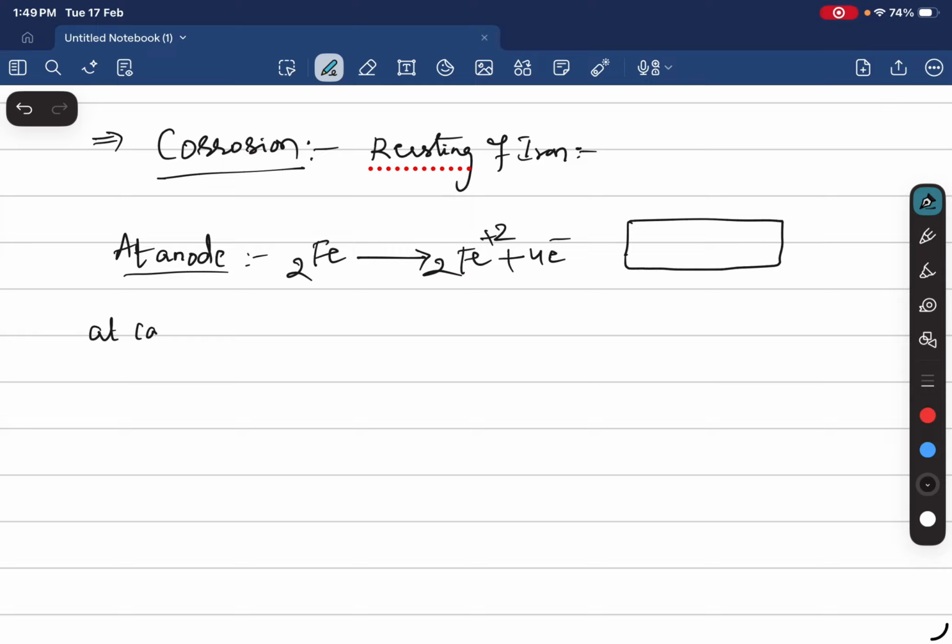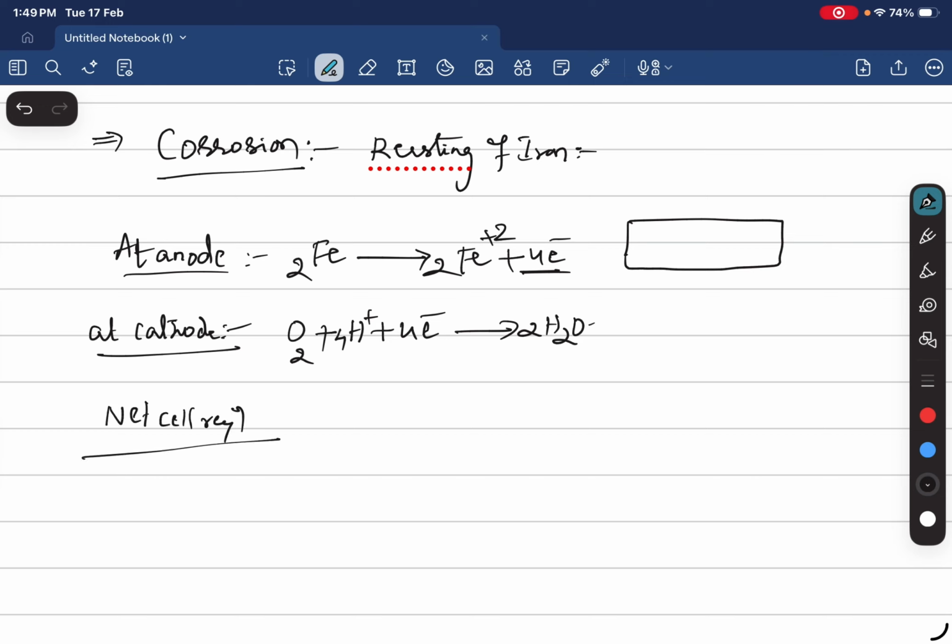At the cathode, O2, that is atmospheric oxygen, combines with H plus from the atmosphere and accepts electrons which are coming from the anodic reaction, converted into 2H2O. So here the net cell reaction, just adding both of them: 2 Fe plus O2 gives rise to 2 Fe2+ plus 2H2O. So what happens, the released Fe2+ is again converted into Fe3+ by atmospheric oxygen. That means further oxidation is happening.